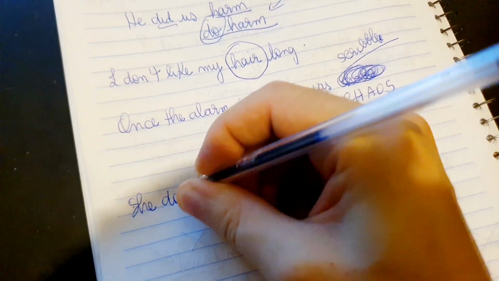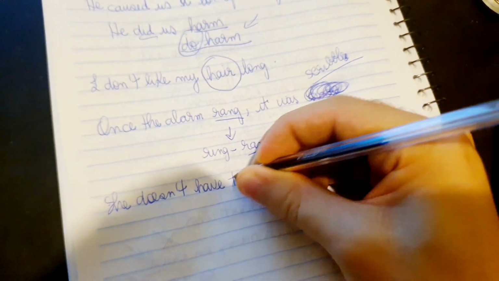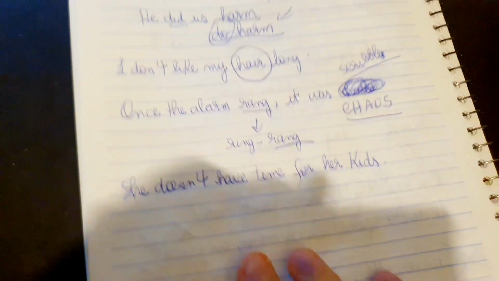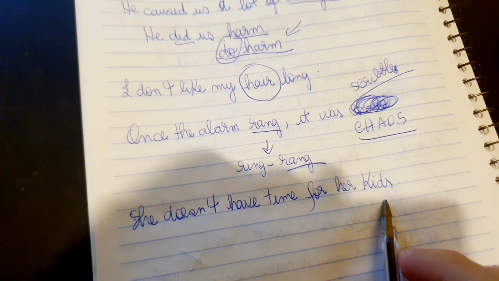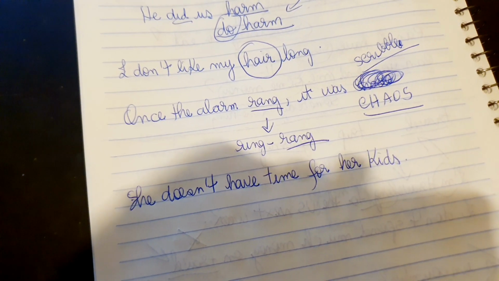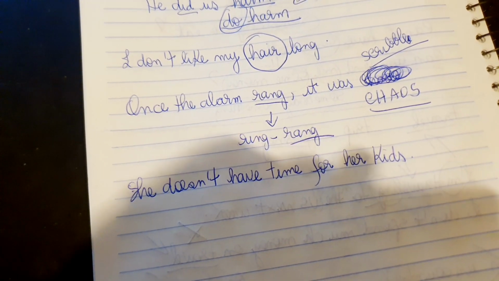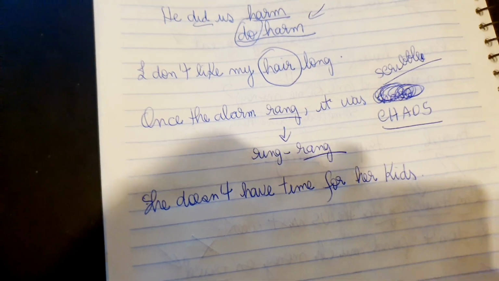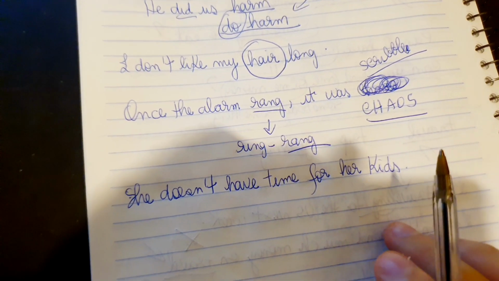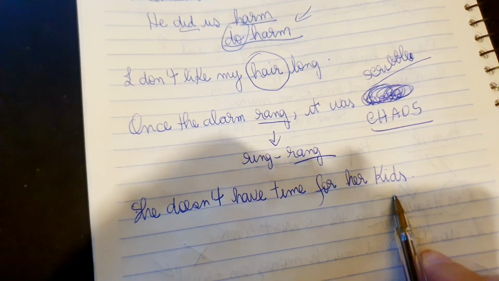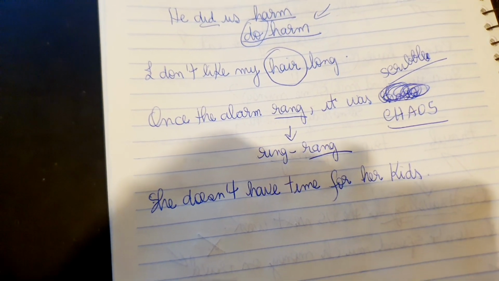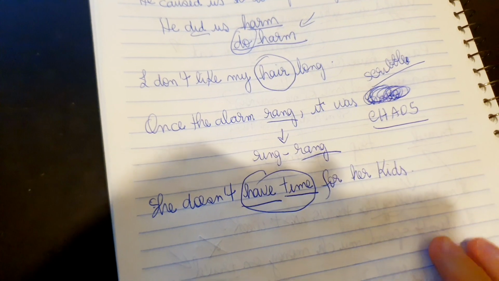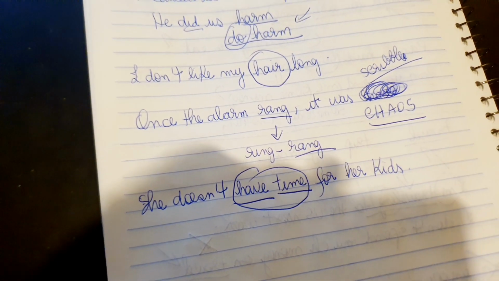She doesn't have time for her kids. Yeah, she works full time. She doesn't have time for kids. So why did she have kids in the first place, right? A woman who has kids should have enough time for kids, right? But you know, nowadays modern families, they work, right? Both parents have to work, and they leave the children with a nanny, for example. Have time. Time here is uncountable because you don't say one time, two times, doesn't exist.